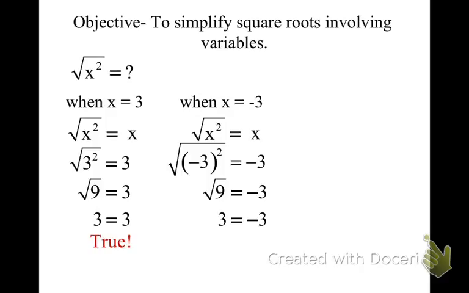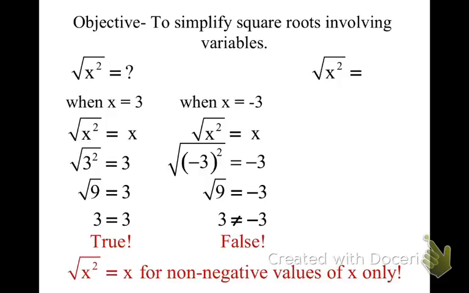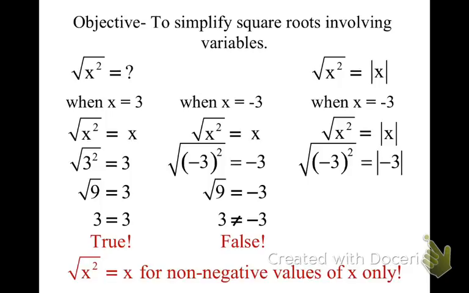Okay? So because of this situation, we account for it in a special way. We're going to use the square root of x squared is equal to the absolute value of x. Now let's try a negative number. The square root of negative 3 squared, is that equal to the absolute value of negative 3? Well, the root of 9 is 3, and the absolute value of negative 3 is 3. Does this work? Yeah, it's a true situation.